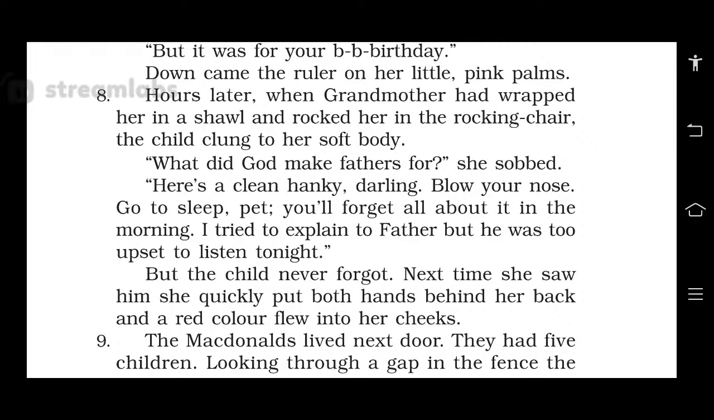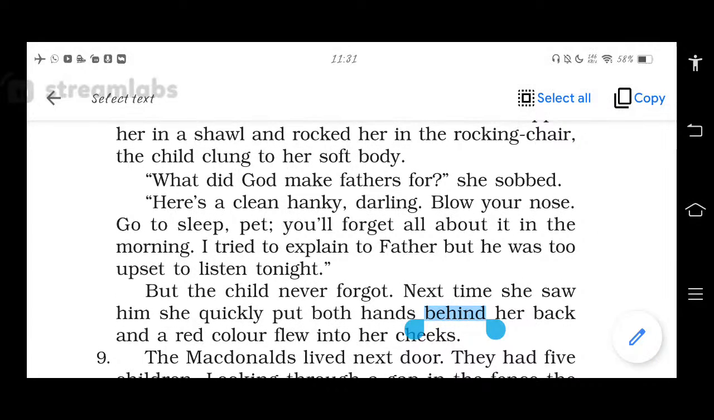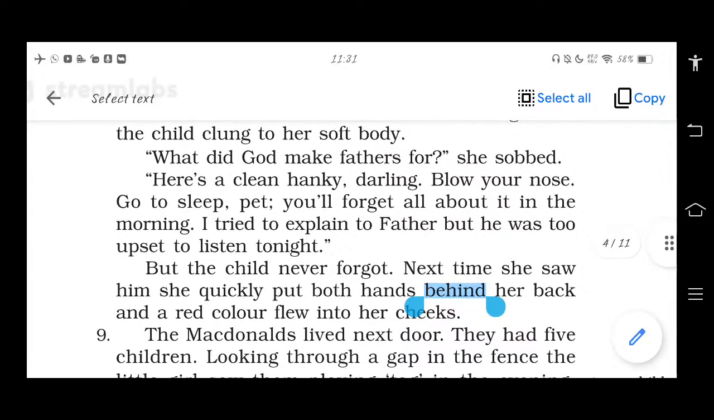Here the girl was consoled by her grandmother. The girl was asked to clean her nose and she was asked to sleep. And she was told, if you sleep, you will forget everything. And not only that, I'm going to explain all these things to your father. But right now it's not possible because your father is in a disturbed mood, as he lost his authority speech. Okay. But the child never forgot.